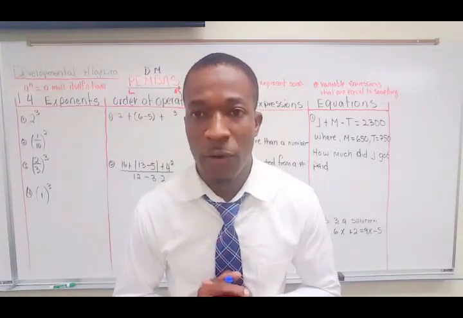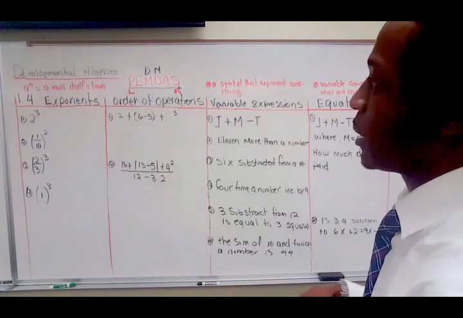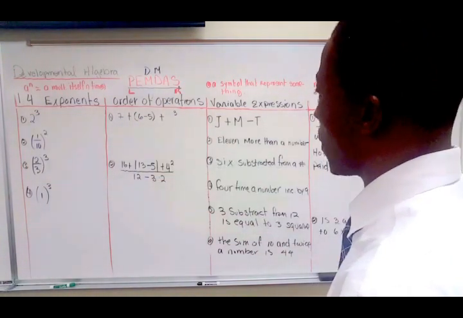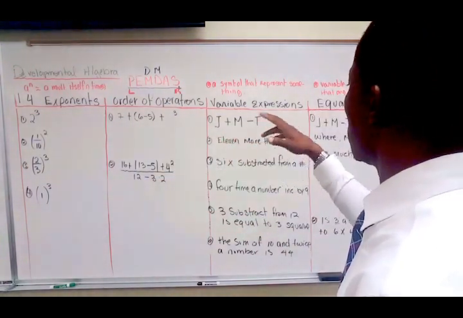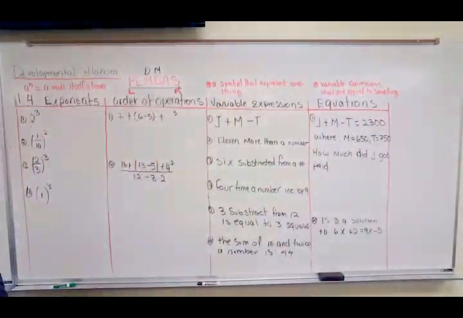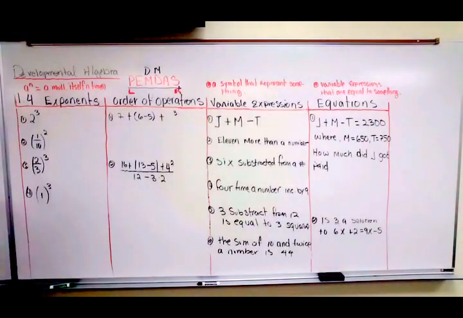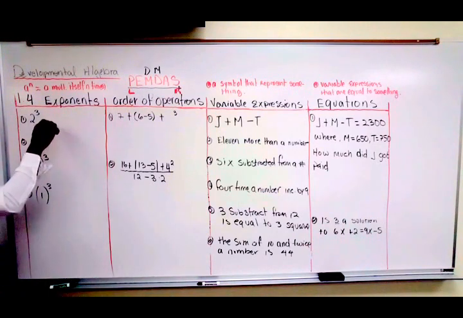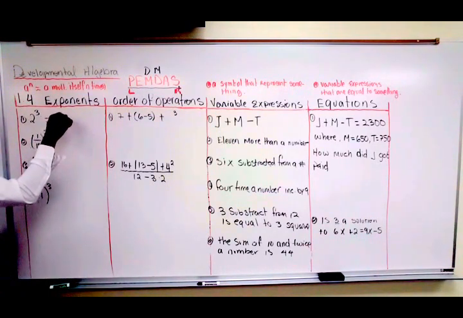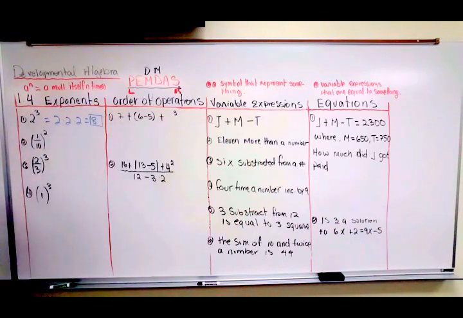The name is Horace Sovereign, and the topic that we're going to cover today is 1.4: exponents, order of operations, variable expressions, and equations. So what we're going to do is see what it means when you have 2 to the third. That means you're going to multiply 2 by itself 3 times. So if you have 2 to the third, that's saying 2 times 2 times 2, which equals 8. That would be your answer.